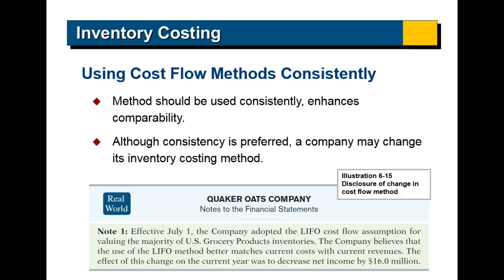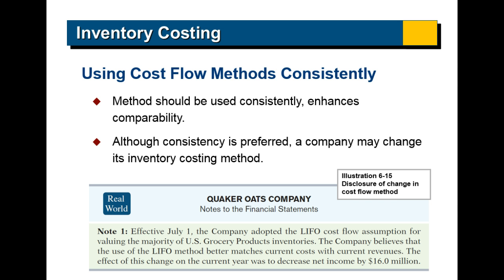Inventory flow methods consistently. One thing that is required for generally accepted accounting principles is that once you choose a method of cost flow, you have to keep it. And that's for the assumption or the guideline of consistency. We want comparability, we want our financial statements to be able to be compared from year to year. So you can't go from FIFO and then the next year go to LIFO. It's going to distort the financial statements.